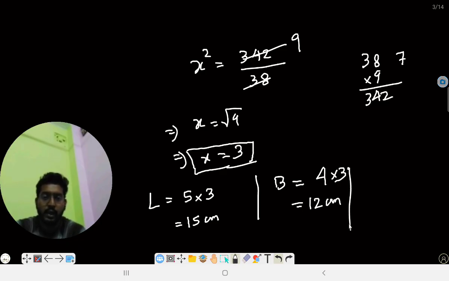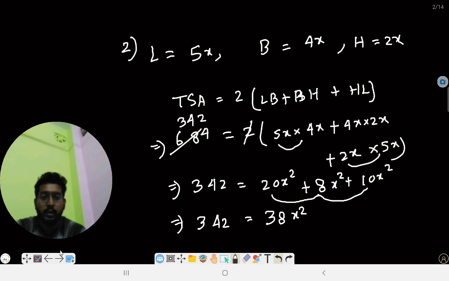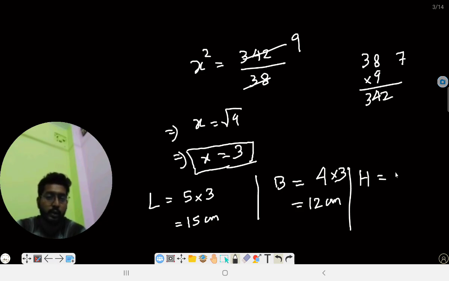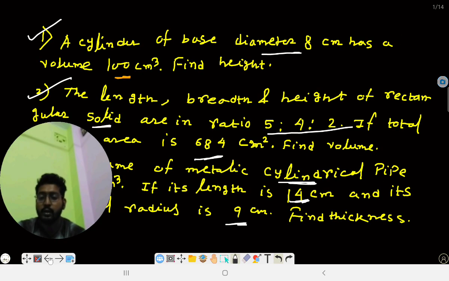And next one is the height. Height is given here, 2 into x. So the height is 2 into 3, that is 6 centimeter. So that will be the length, breadth and height here. Those are the dimensions of the rectangular solid.